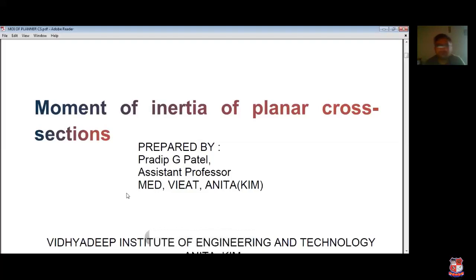Hello everyone, myself Mr. Pradeep Patel, working as Assistant Professor in Mechanical Engineering Department of Vidyadeep Institute of Engineering and Technology. Today we are going to learn in Fundamental of Machine Design subject, and today's topic is moment of inertia of planar cross-sectional area.